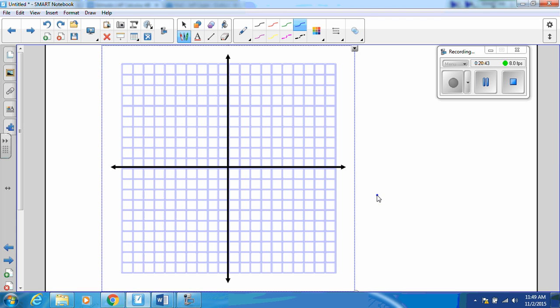Okay. Now, I want to take our smooth curves and our straight lines and put them together in the same kind of a function. So let's say we have a function that goes like so.